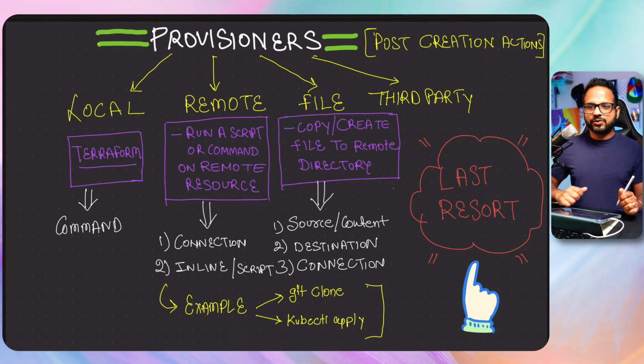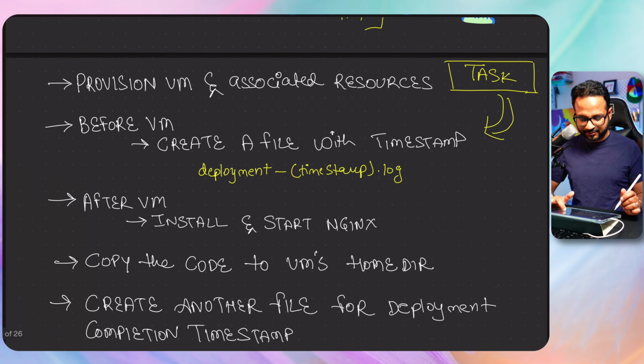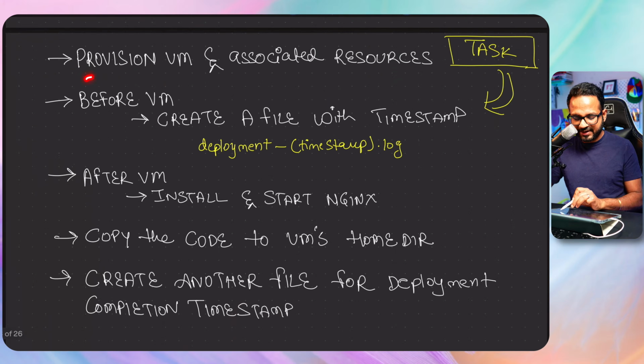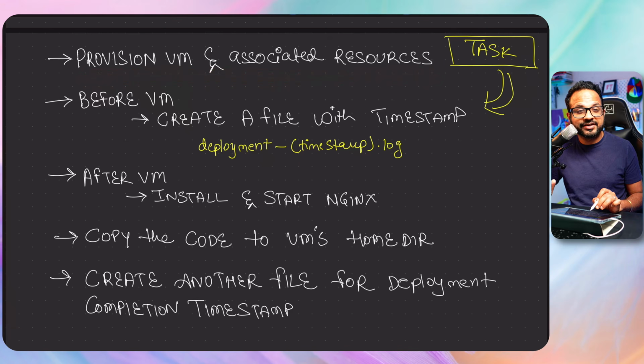Okay, so let's see what we are doing in this video. So these are all the tasks that we'll be performing. First we'll be provisioning a VM and its associated resources. What do we mean by associated resources? That means a resource group, a virtual network, subnet, public IP. We'll have a network security group, public IP to network interface association, network interface, and so on. And virtual machine, of course.